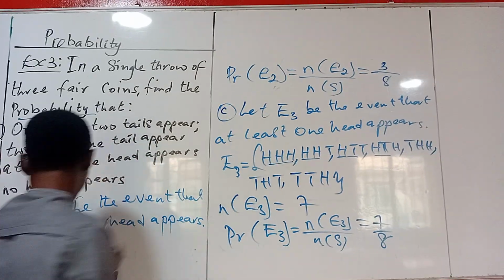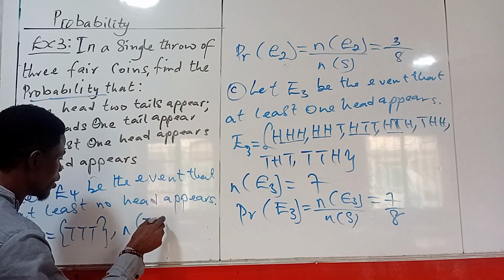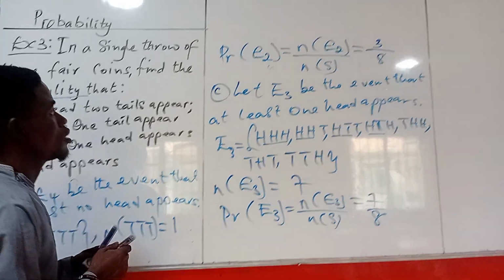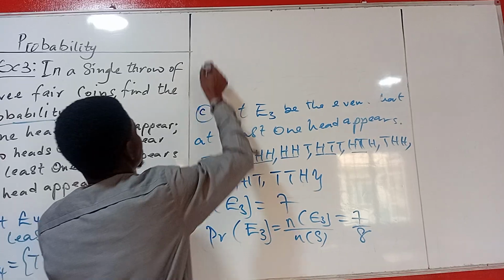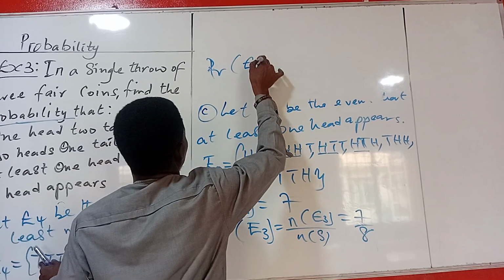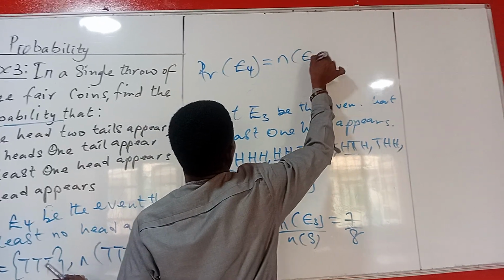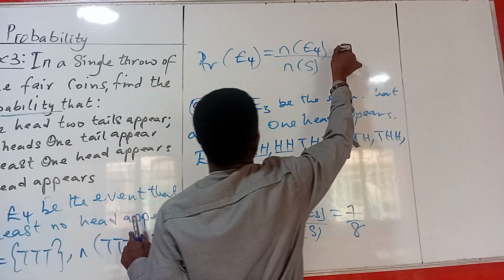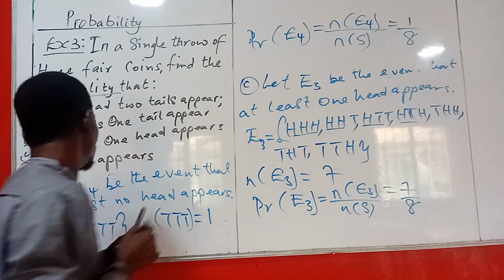Okay, now what is the cardinality of this one? The number of no egg appears is going to be 1. Therefore, the probability of this is P of E4, which is N of E4 over N of S. Now we have 1 over 8. That is no egg appears.